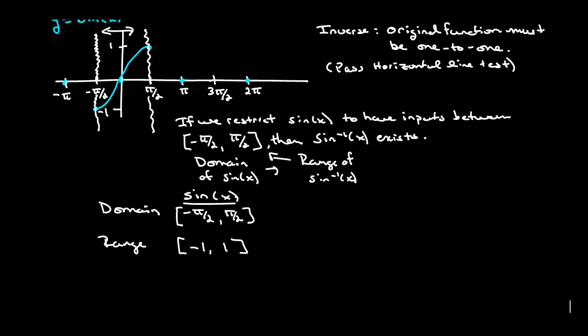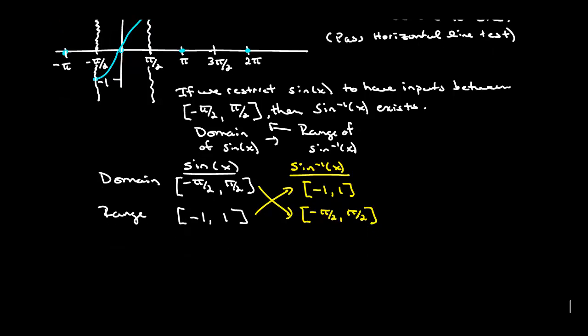Well, for the inverse, the domain and the range swap spots. So this guy goes here, this guy comes down here. Let's draw that a little bit better. So the domain of the arc sine is from negative 1 to 1, and the range of the arc sine is from negative pi over 2 to pi over 2, just like that. So what we're doing is we're using the original curve to set up our inverse.